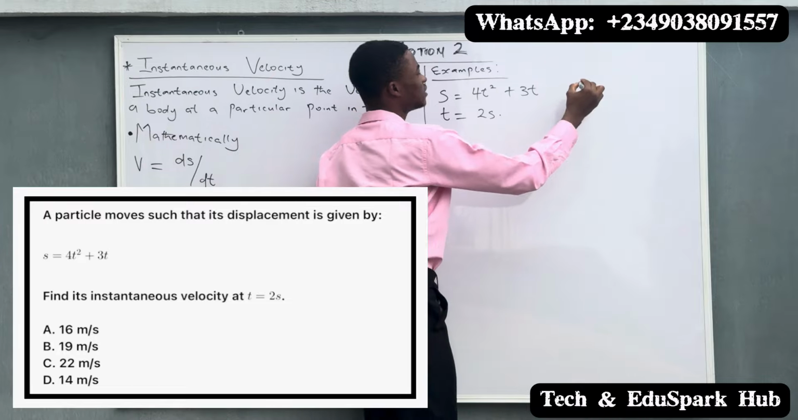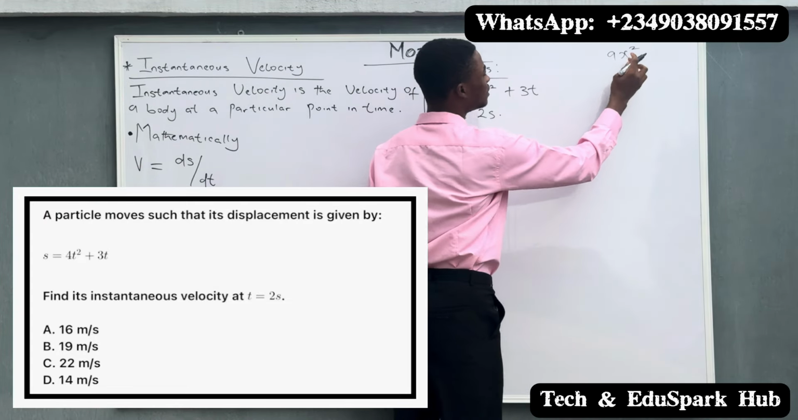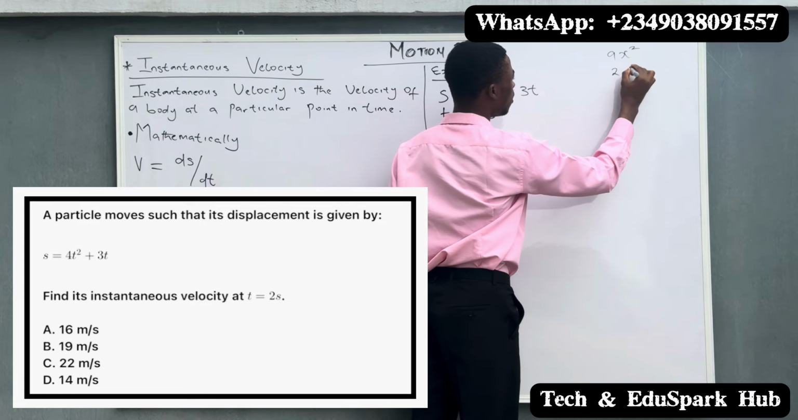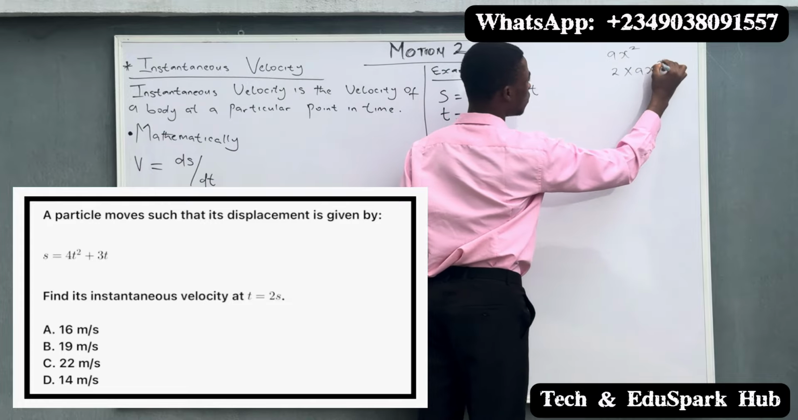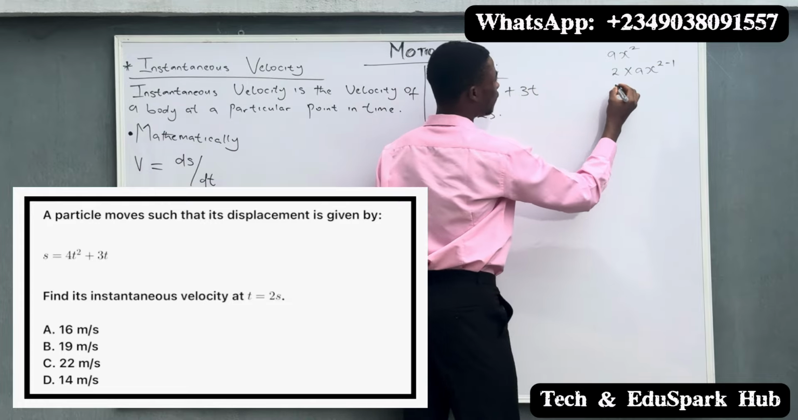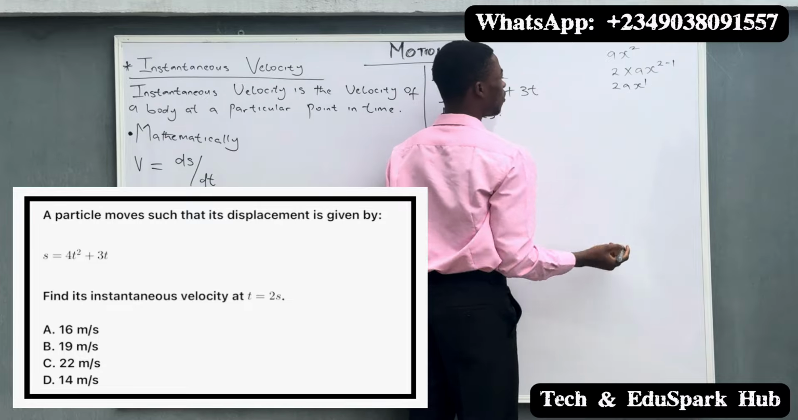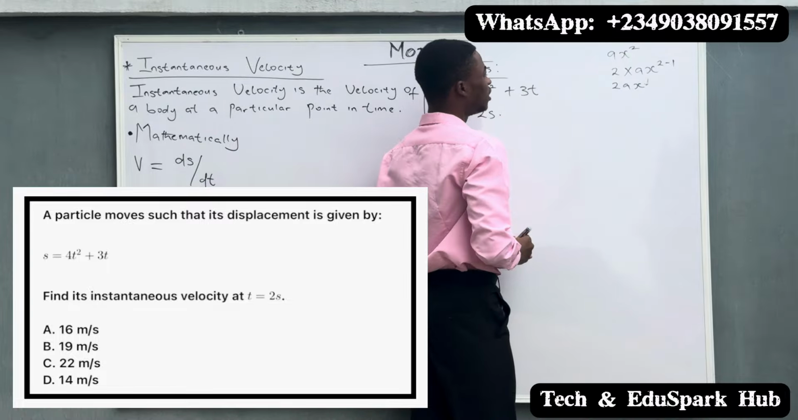In order to differentiate, if you have something like as squared, the power, which is the 2, is going to come to the front. So we have 2 multiplied by as, and this power will be subtracted by 1, so we have 2 minus 1. Our final answer will be 2as raised to power 1, and anything raised to power 1 is that thing. So we just have 2as.